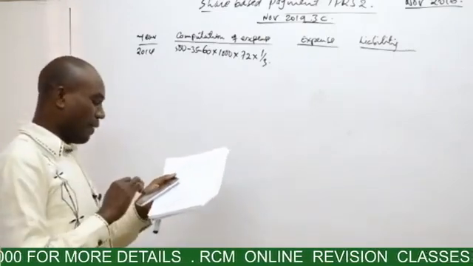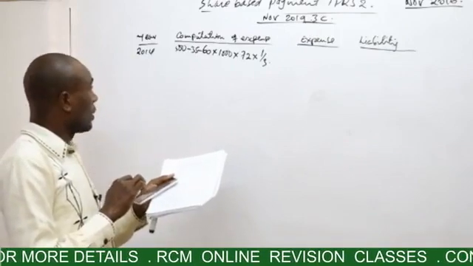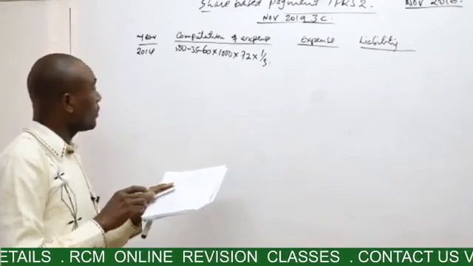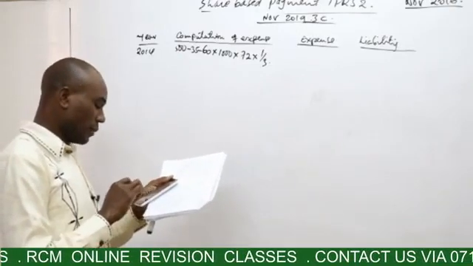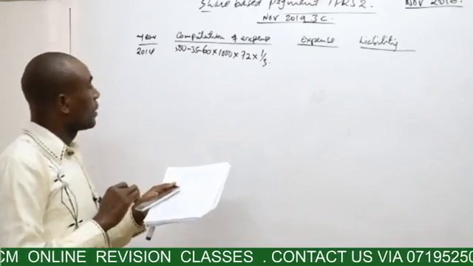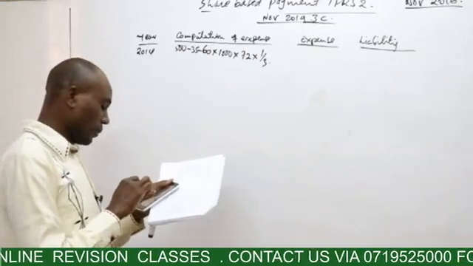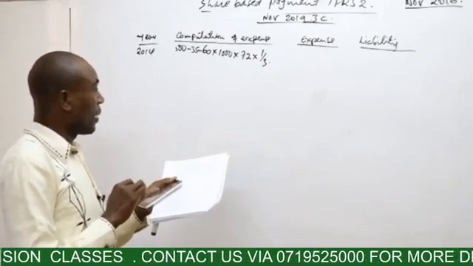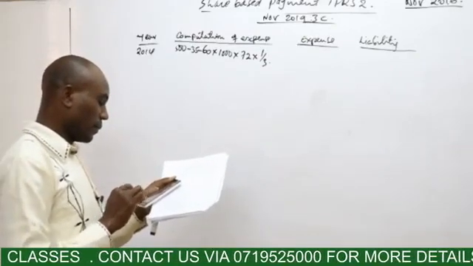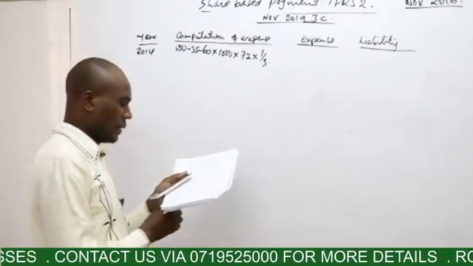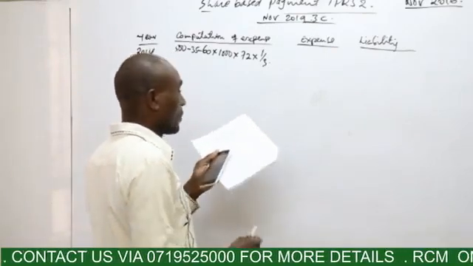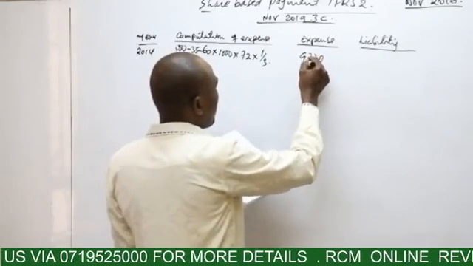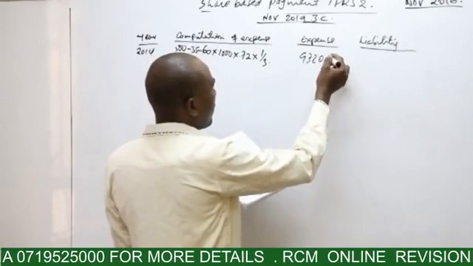Okay, it will be 500 minus 95, that is 405, times 1,000, times 72. Then you multiply by 1/3. I'm getting 9720. I'm getting 9720.